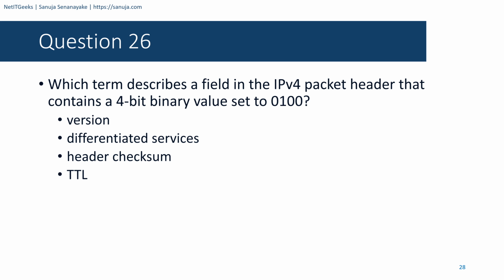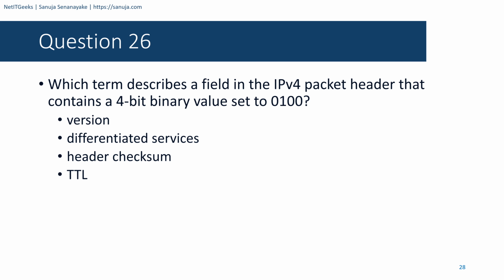Question number 26. Which term describes a field in the IPv4 packet header that contains a 4-bit binary value set to 0, 1, 0, 0? This is a unique 4-bit binary value associated with the IPv4 packet header that you have to memorize if you don't understand how packet switching with IPv4 works. So I'll give you a few minutes to think about it.